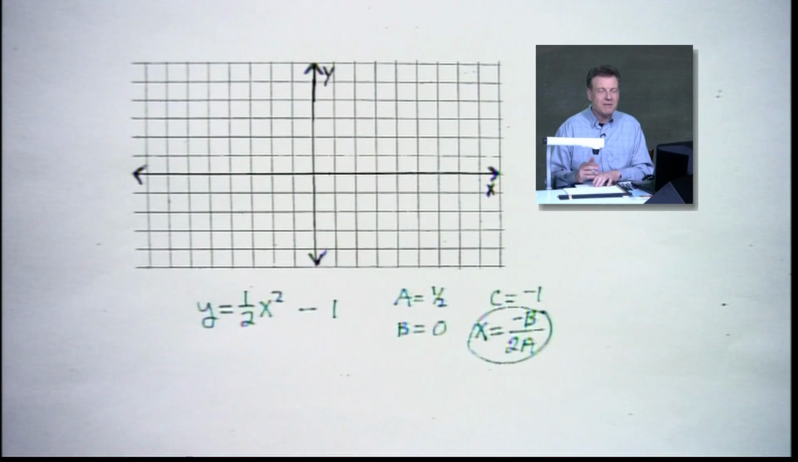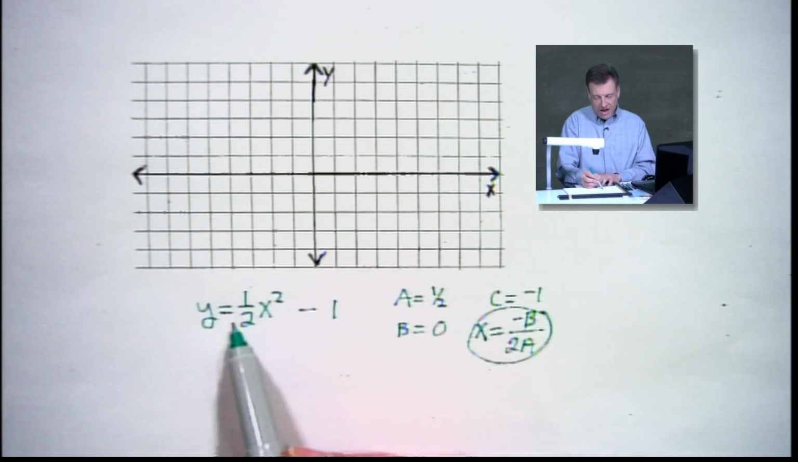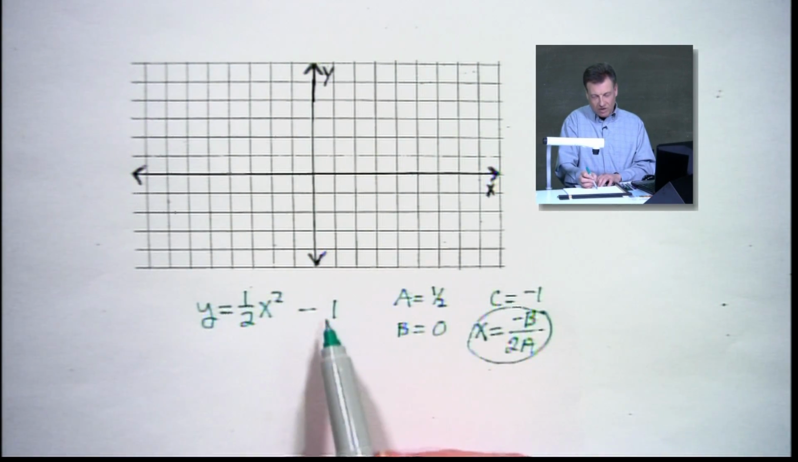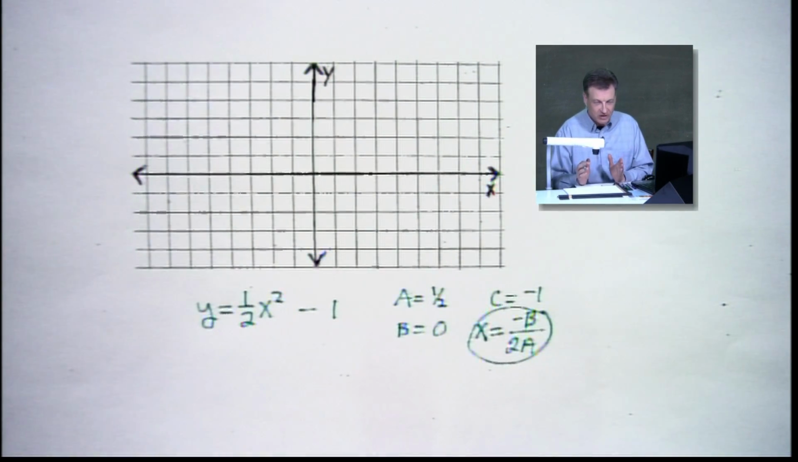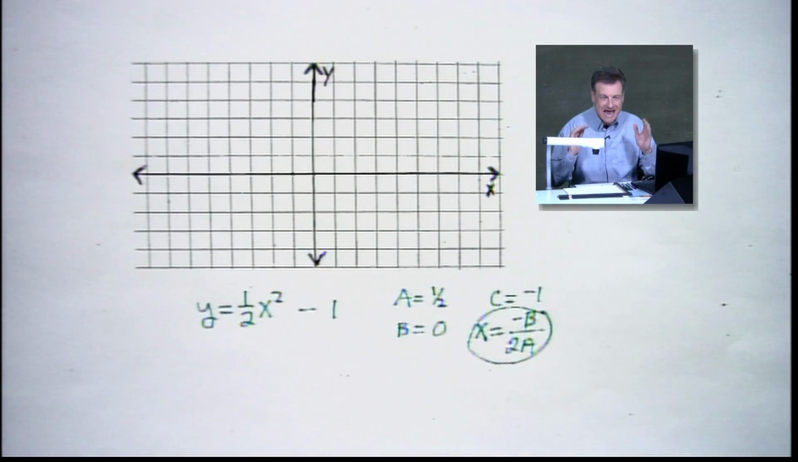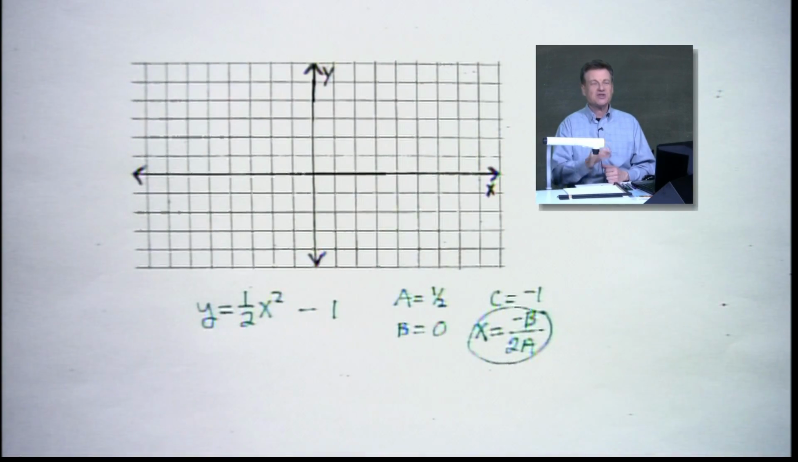You say, well, Ernie, what about the y? Is there a formula for that? Right there is the formula for y. Whatever we get for x, we push it right in there, and we have our y value, and we have the beginning of our graph. We have the highest point or the lowest point, depending on whether it's opening up or opening down, all right? So that's going to be the storyline today.